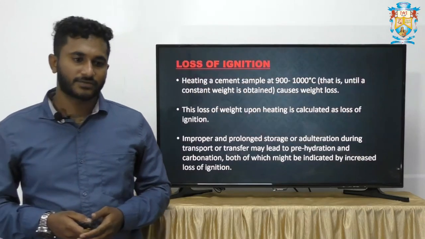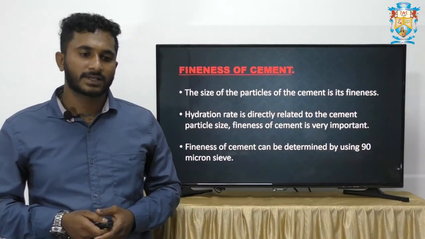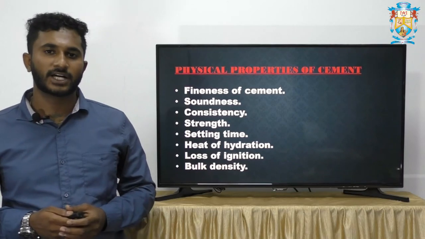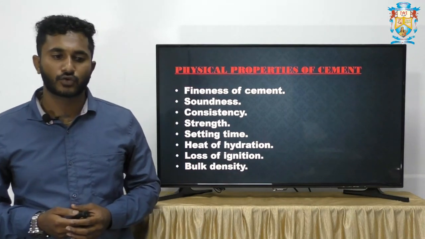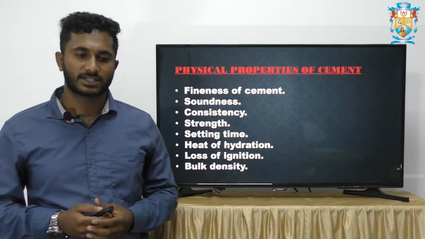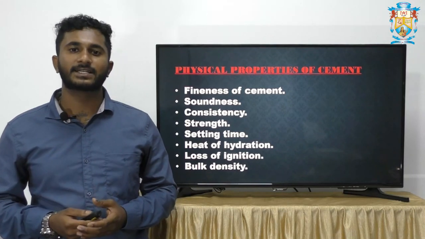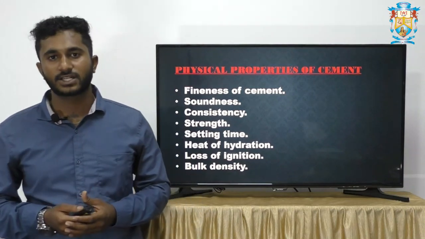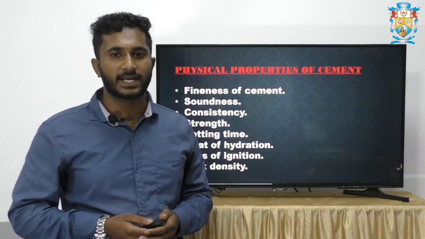So today we have studied the physical properties of cement. The first one is the fineness of cement, the second the soundness, the third the consistency of cement, and the fourth the strength, which includes compressive, tensile and flexural strength. Next, the setting time, which has the initial setting time and the final setting time, and the heat of hydration, loss on ignition, and bulk density. So these are the 8 physical properties of cement.